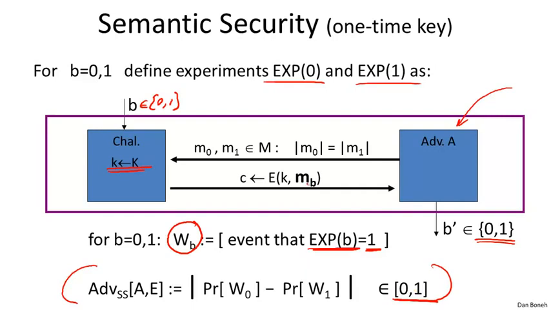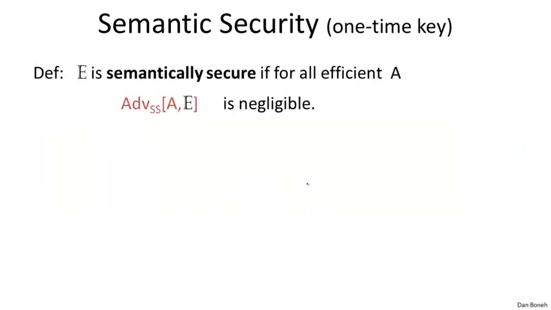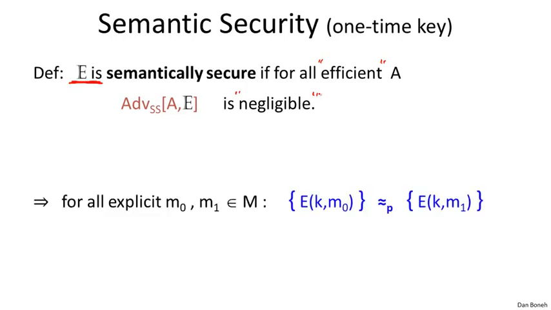Actually, that's just the definition of the advantage, and then the definition of security is just what you would expect. Basically, we'll say that a symmetric encryption scheme is semantically secure if for all "efficient" adversaries, the advantage is negligible. In other words, no efficient adversary can distinguish the encryption of M0 from the encryption of M1. And basically this is what it says repeatedly: for these two messages that the adversary was able to exhibit, he wasn't able to distinguish these two distributions.